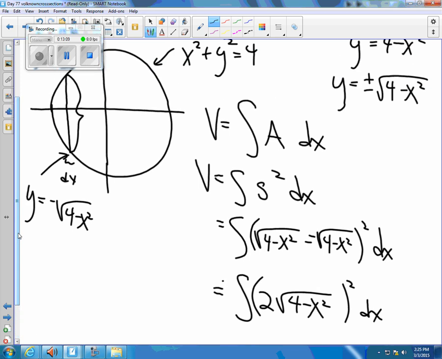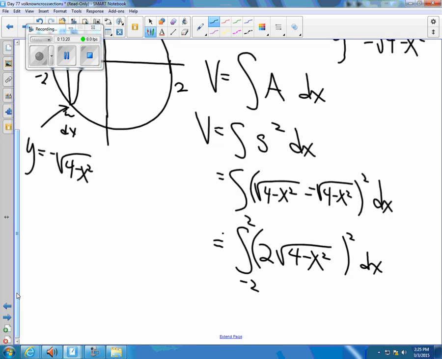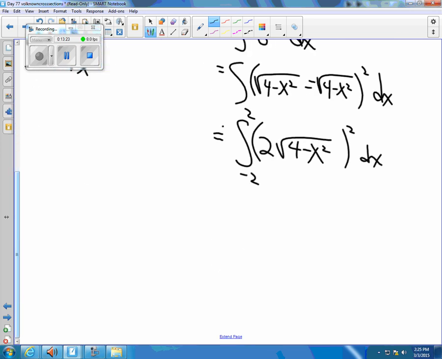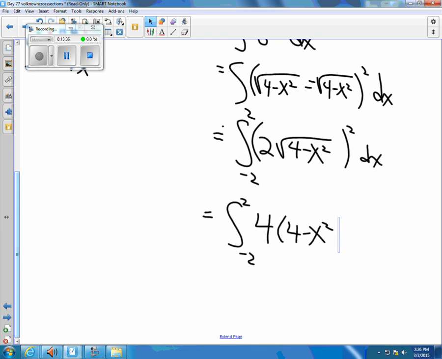Think of it as a strange loaf of bread, starting at the smallest x, which would be negative 2, and going over to the greatest x, which would be 2. And we have to square the length of the side. So if we square the 2 radical 4 minus x squared, you square each factor, so you have 4 times 4 minus x squared. You can pull the 4 out.